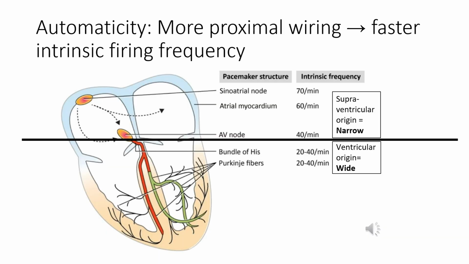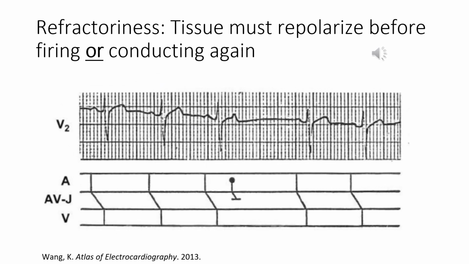To recap automaticity, the whole conduction system can serve as a pacemaker, but the part of the conduction system that has the highest rate of spontaneous depolarization or firing is the part that dominates, and that's normally the SA node. Let's discuss refractoriness in the context of a laddergram.